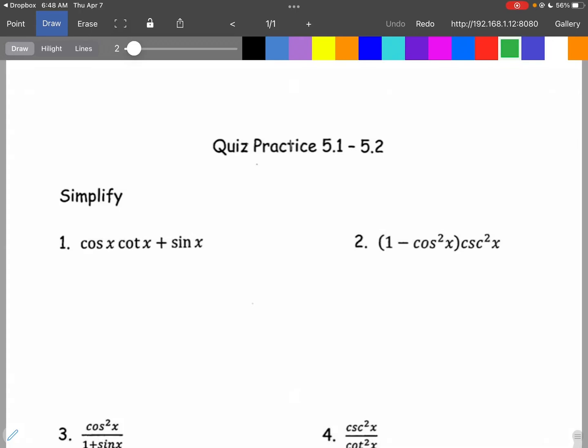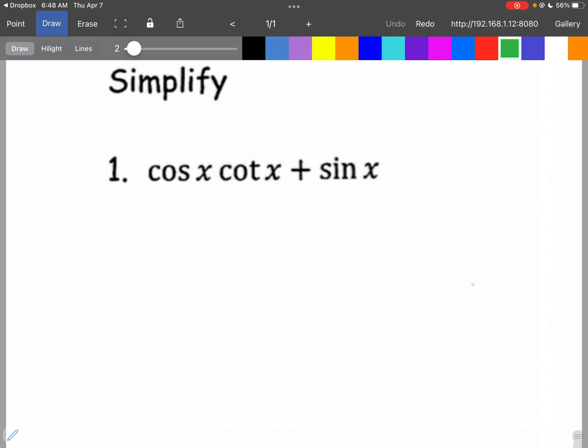Right, so let's take a look at our practice problems for the quiz today. For number 1, we always want to start with that same process that we talked about in the notes. Look and see if we can factor anything out. So I have two terms. They don't have anything in common. I can't factor anything out. There's nothing squared, so I'm not looking at a Pythagorean identity. So I'm going to change everything to sine and cosine.